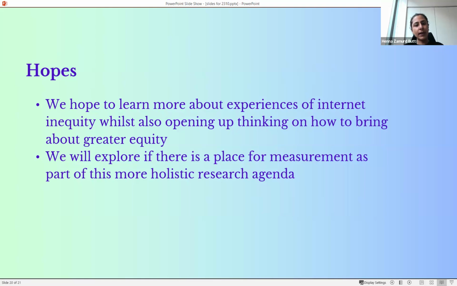And our hopes for the research are that we're going to learn more about people's experiences. We're going to open up thinking. We're going to hopefully have an impact on the policy space here in the city of Chicago and also in the city of Detroit, around the valuing of internet inequality and how it's tackled. And we're also going to be exploring if there even is a place for measurement, as we've done it in the past, within this holistic research agenda, because as I mentioned, measurement was very central to our approach before, but the reason why we came to this in the first place is because it wasn't really working. We weren't able to get people to engage with it. And now, if we do this research and we do develop those ties with the community, is it the case that measurement is more acceptable and accepted, or is it the case that actually that's fundamentally something that people are not willing to engage with?